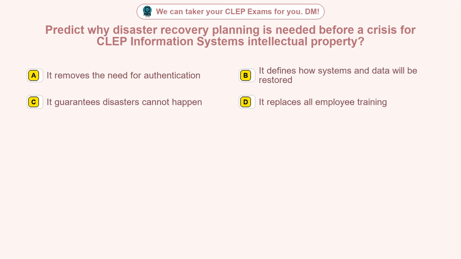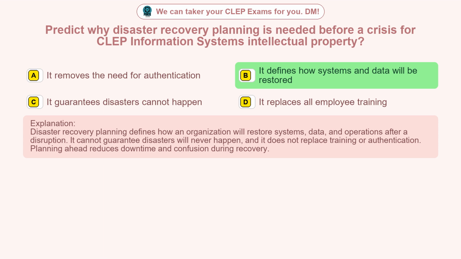Question 49. Predict why disaster recovery planning is needed before a crisis for CLEP Information Systems intellectual property. Option A. It removes the need for authentication. Option B. It defines how systems and data will be restored. Option C. It guarantees disasters cannot happen. Option D. It replaces all employee training. The correct answer is option B. It defines how systems and data will be restored.